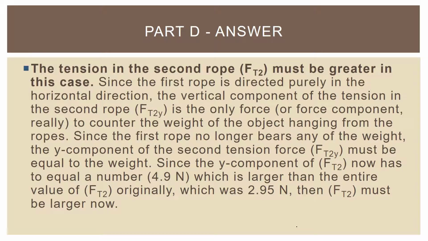So let's be clear about that. Since the first rope no longer bears any of the weight because it no longer has a Y component, the whole Y component of the second tension force, FT2Y, must be equal to the weight. If you remember, when we solved for the weight of the ball, because it was half a kilogram, we got 4.9 newtons. So since the Y component of FT2 now has to equal 4.9 newtons, the weight, which is larger than the entire value of FT2 originally, which was 2.95 newtons, then FT2 must be larger now.